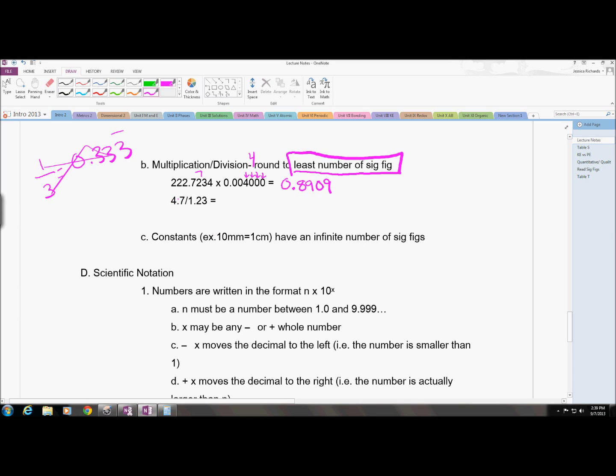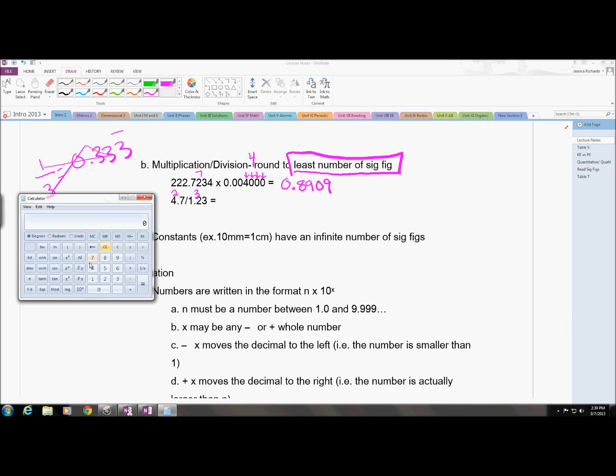Okay, 4.7, how many sig figs does it have? This is easy. They're both counting numbers, so it has 2. 1.23 has 3, so my answer has to have 2 significant figures. So clear that.